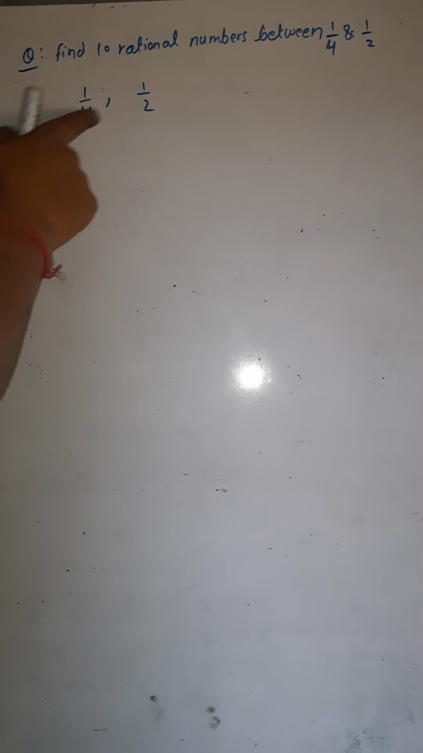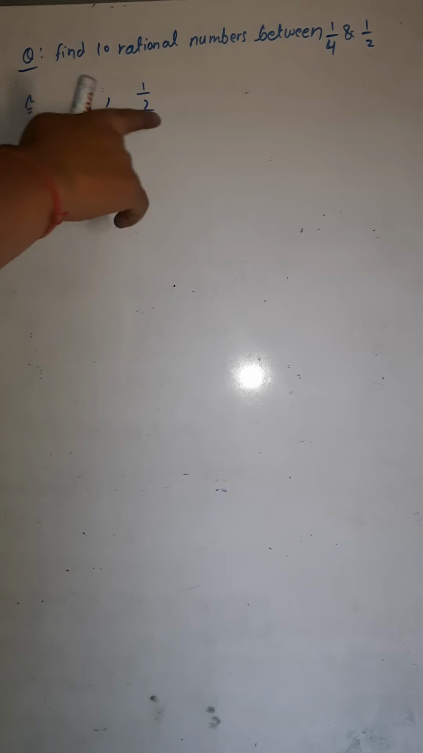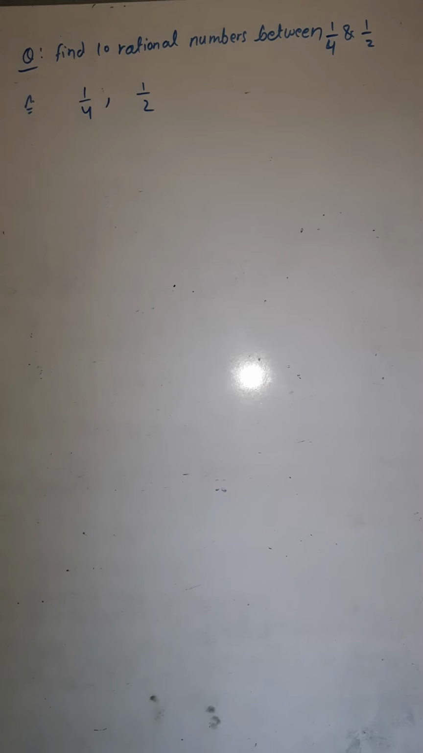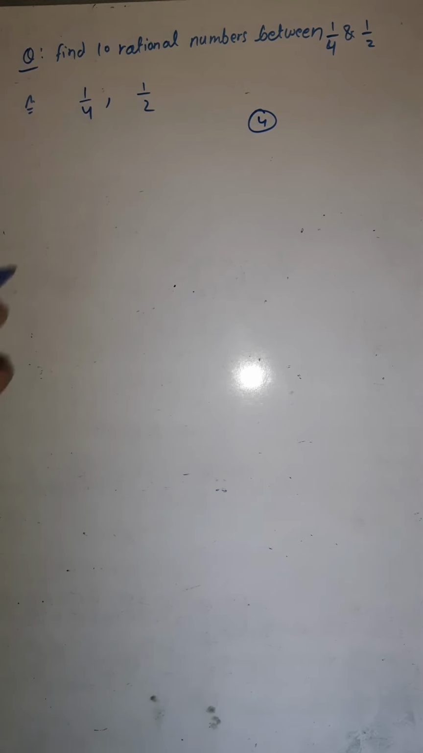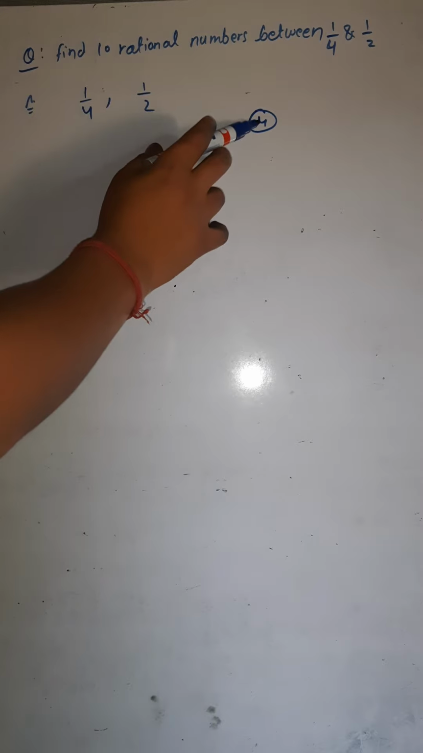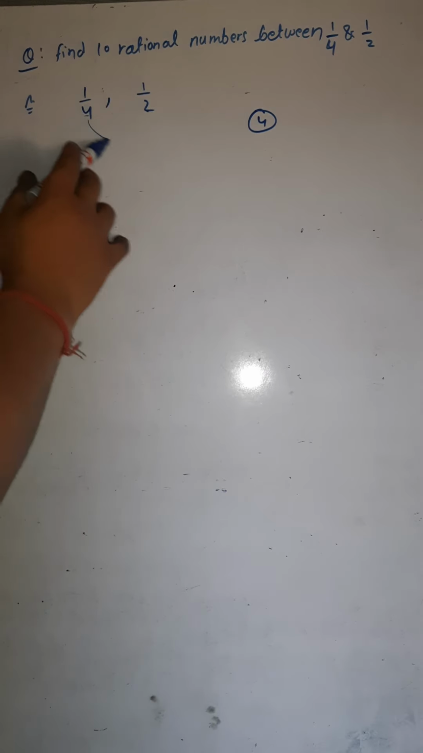So to make these both same, I would be taking out the LCM of 4 and 2. What is the LCM of 4 and 2? LCM of 4 and 2 is 4. LCM is 4. Now what to do? I would divide this 4, the LCM 4, by both the denominators. First by this, then by this.